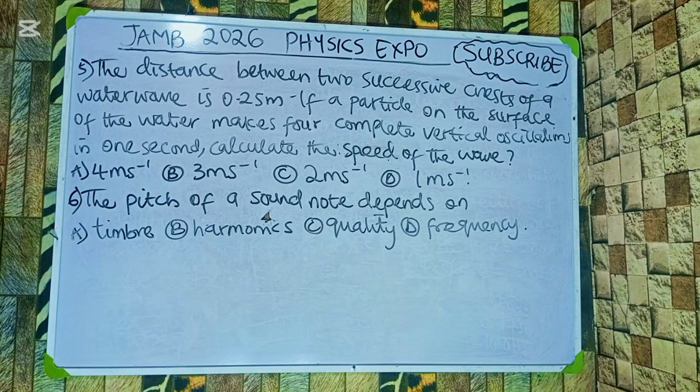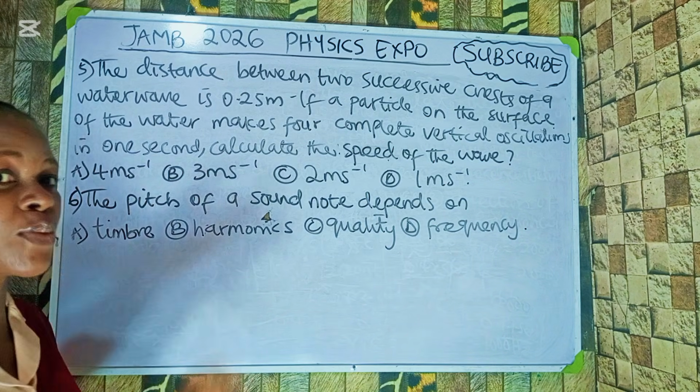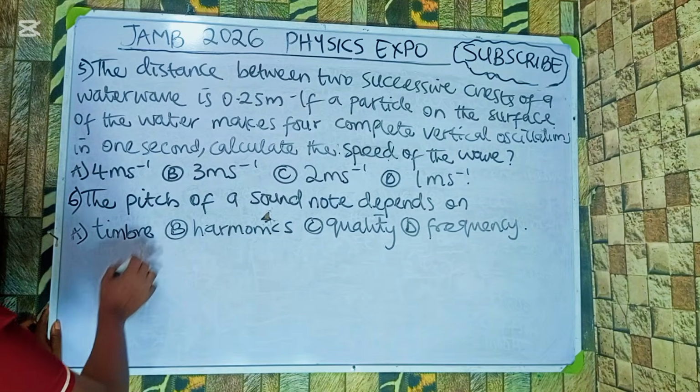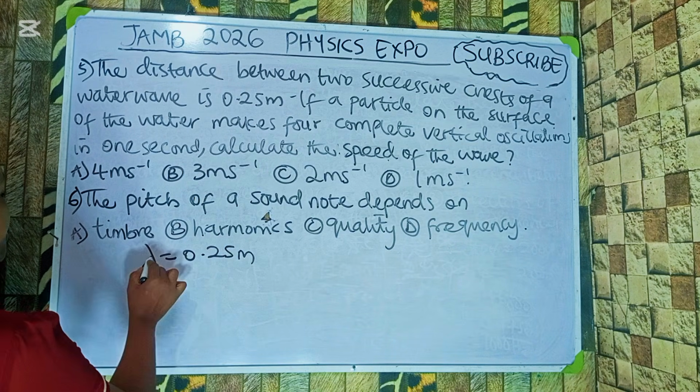Question 5. The distance between two successive crests of a water wave is 0.25 meters. If a particle on the surface of the water makes 4 complete vertical oscillations in 1 second, calculate the speed of the wave. Now you must understand, once you hear two successive crests of a wave, that is the wavelength, okay? So in this question, the wavelength is given as 0.25 meters, right?